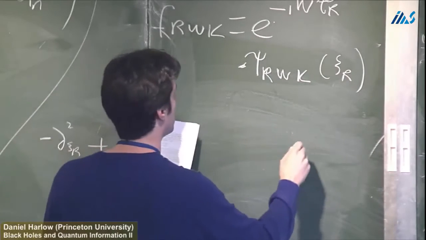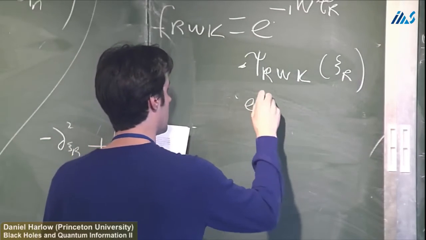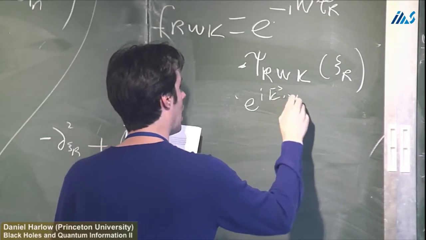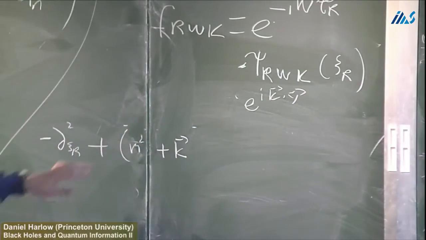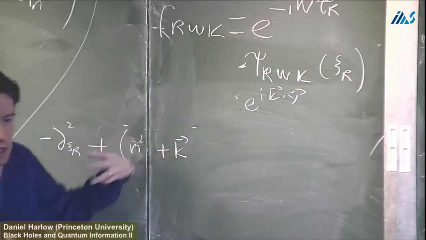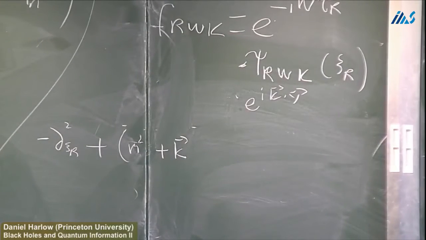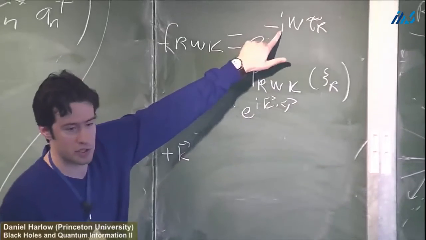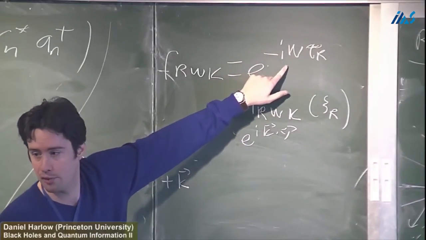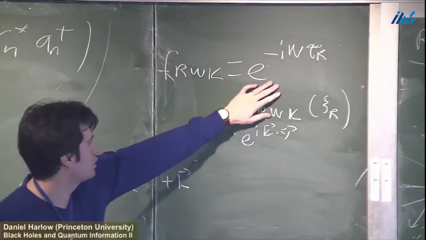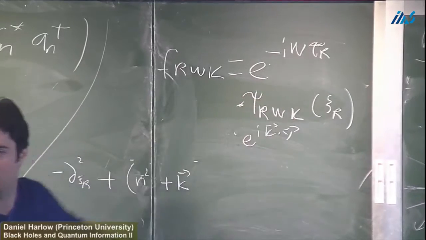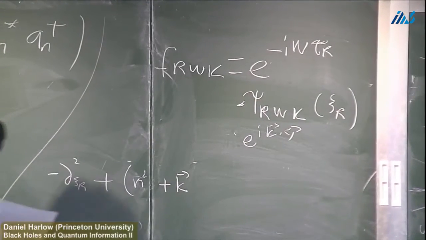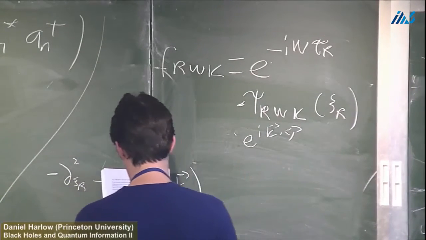Oh, I forgot an important thing: times e to the i k dot y. So this is a solution which looks like a plane wave in the y direction, orthogonal to the tx plane, and it also looks like a plane wave from the point of view of tau_R, but then it's going to have some non-trivial dependence on xi.